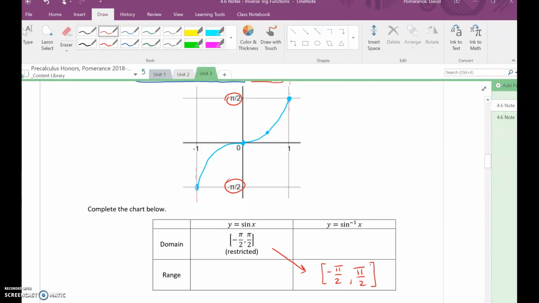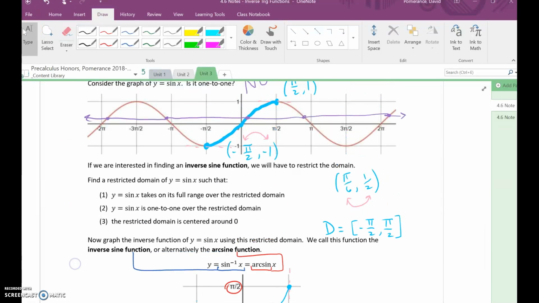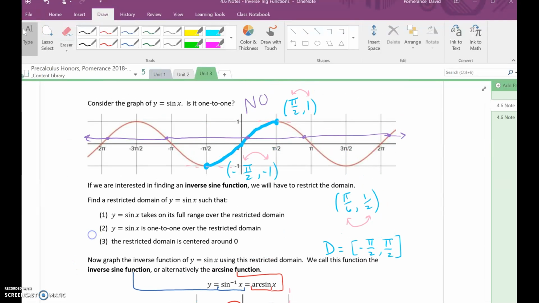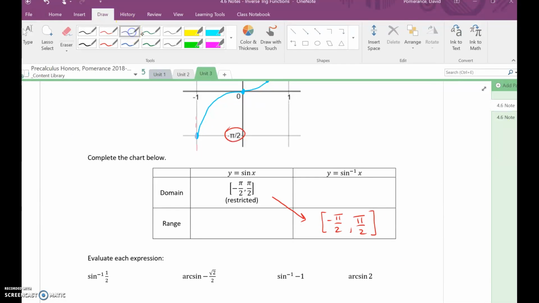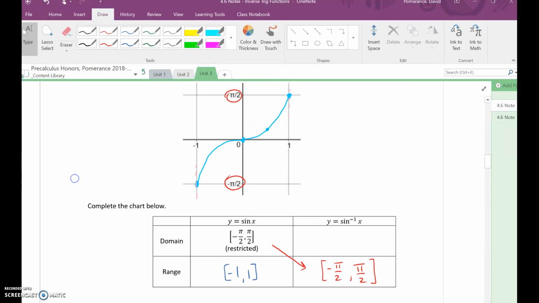Okay, and then the range of the original function, y equals sine of x, is -1 to +1. Even with our domain restriction, we're still going from -1 to +1 for the range of our original function. So we'll put -1 to +1 in there. But now that's the left and the right endpoints right here. Those are our new domains. So domain and range switch on your inverse because you're just swapping your x's and your y's.